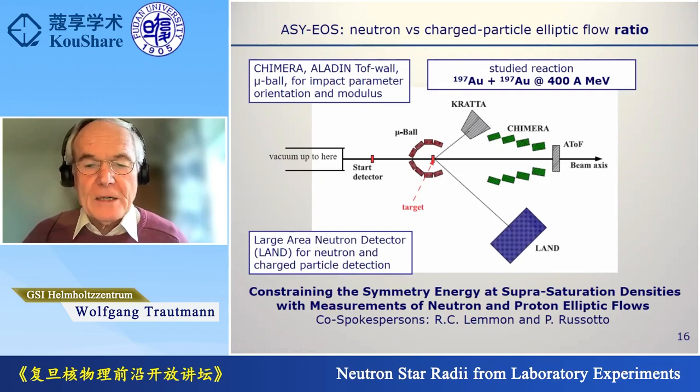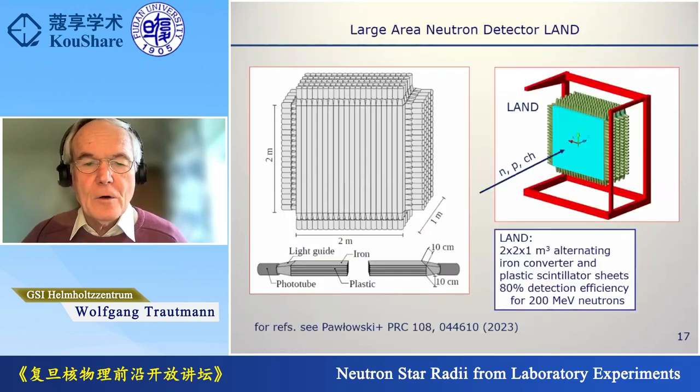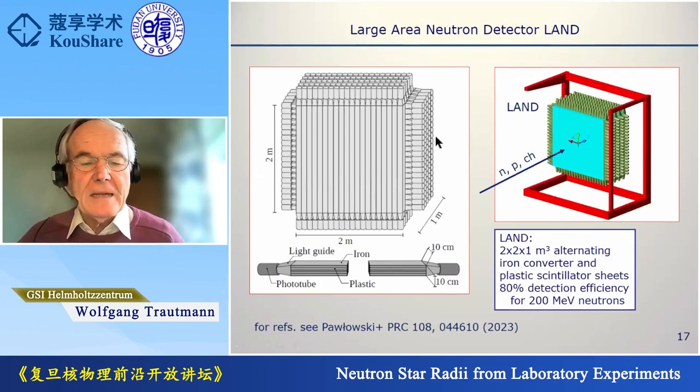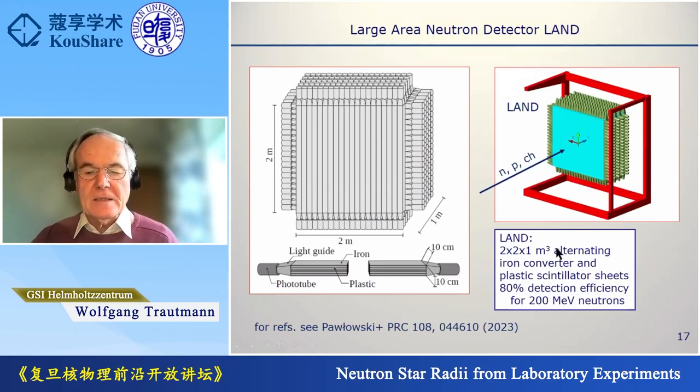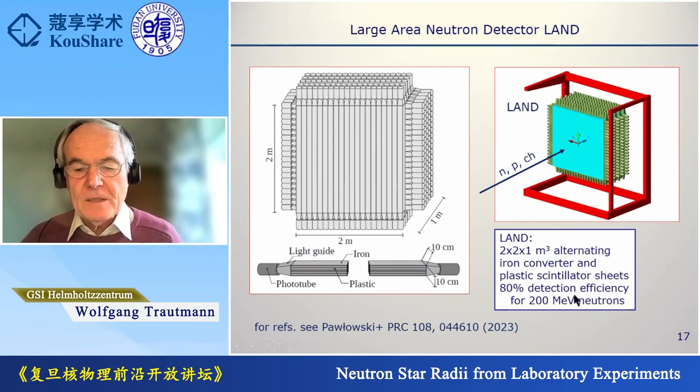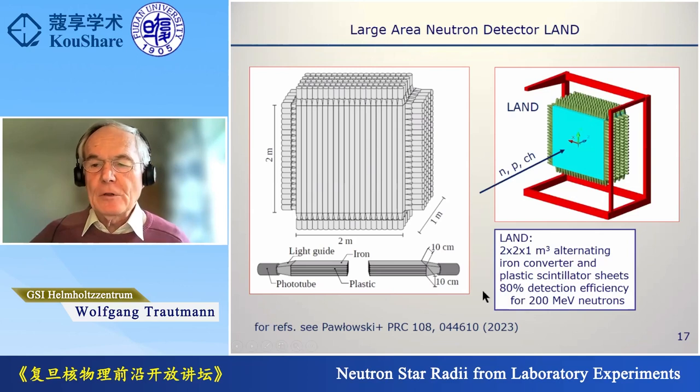Just to give you an impression of the experiment, let's have a look at the Large Area Neutron Detector, LAND, here. It's a huge instrument, 2 by 2 by 1 meter, and consists of alternating sheets of iron converter and plastic scintillator sheets, and has high detection efficiency, 80% for 200 MeV neutrons.